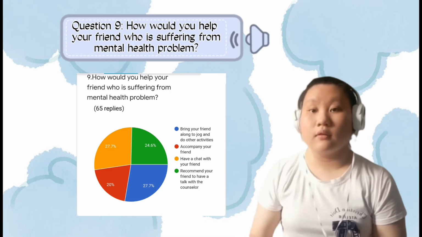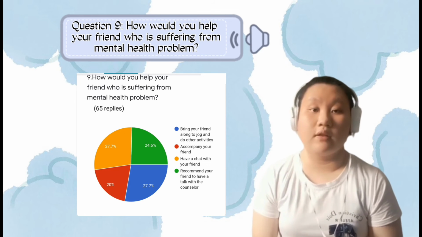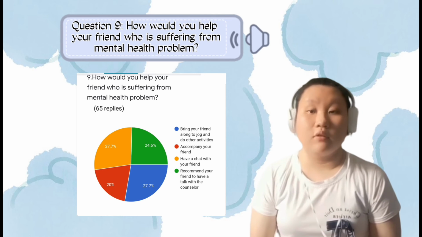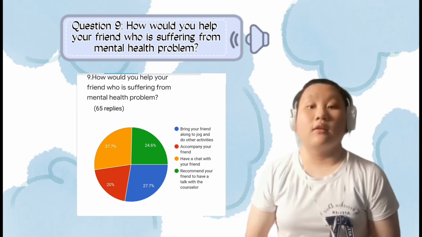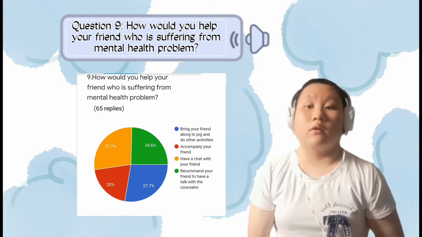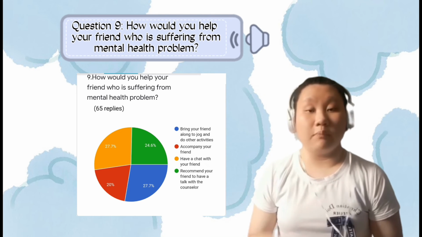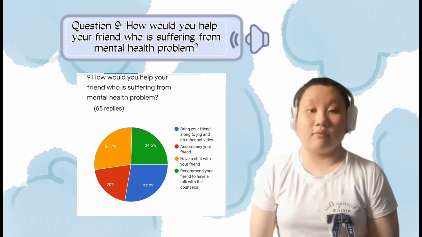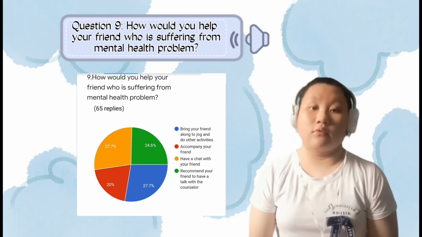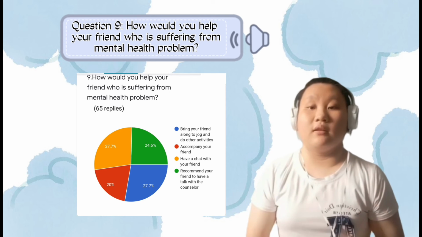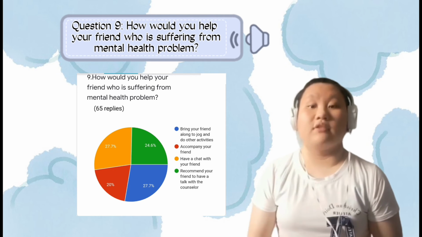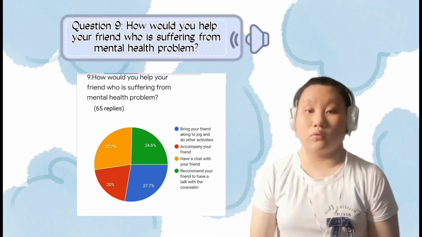Then, this chart is about the method if you have a friend who is suffering from mental health problems. Based on the chart, we can see that more people choose to have a chat with the friend or bring the friend along to jog and do other activities. The percentage of both choices is the same, that is 27.7%, and both choices are the largest segment in the chart. There is also almost a quarter of people who choose to recommend the friend to have a talk with the counselor.